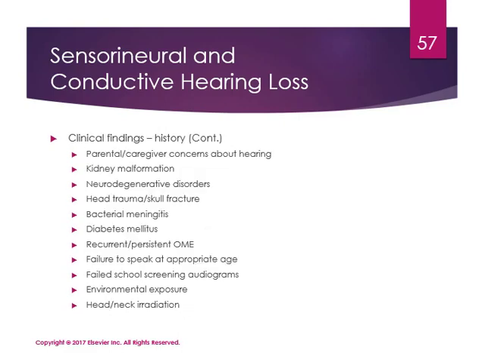Other things to assess in your history are what the parents' concerns are about hearing, if there's any kidney malformations, neurodegenerative disorders, head trauma or skull fracture, bacterial meningitis, diabetes, recurrent ear infections, failure to speak at an appropriate age, failed school ear exams, audiograms, environmental exposure, and head and neck radiation.